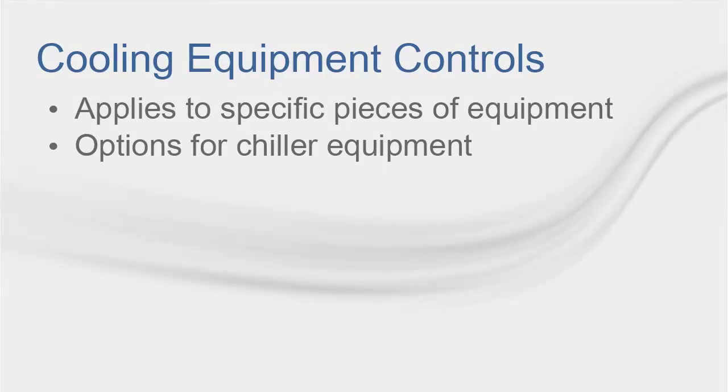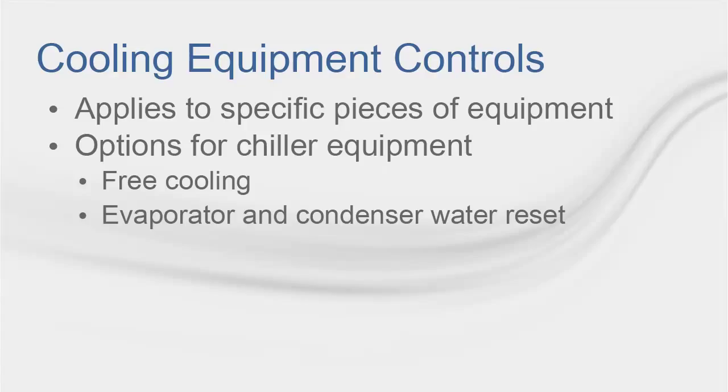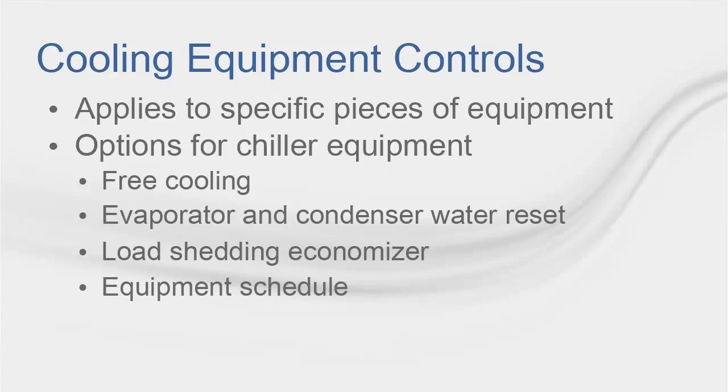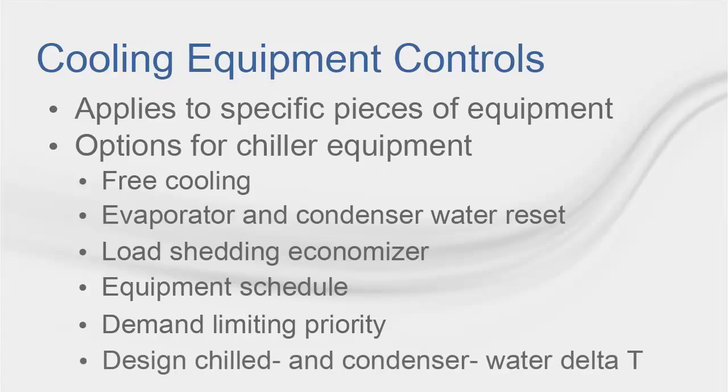Among the options we are going to discuss are free cooling, evaporator and condenser water leaving reset options, and load shedding economizer. We will also touch on how the equipment schedule affects plant operation, how demand limiting priority functions, and the design chilled and condenser water delta T overrides. Options such as evaporative pre-cooling and hot gas reheat for dehumidification will not be covered.